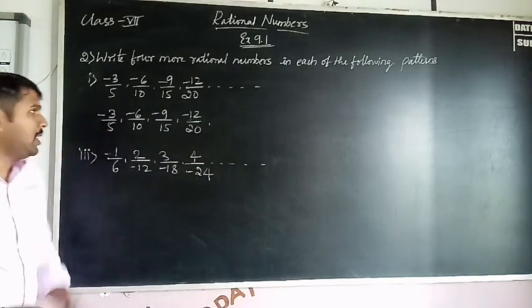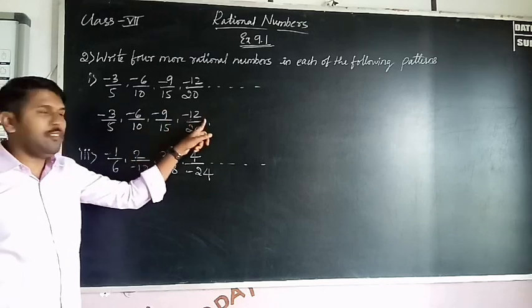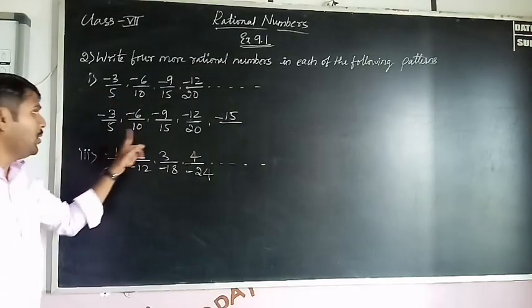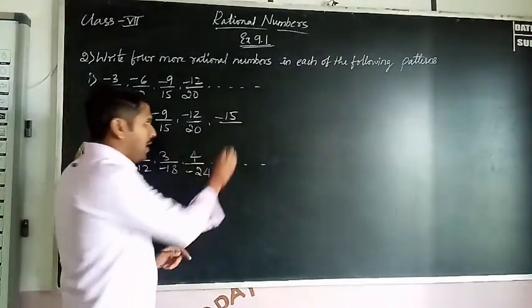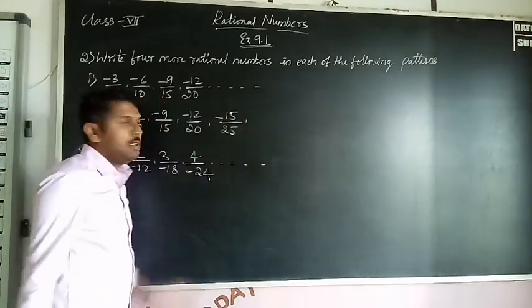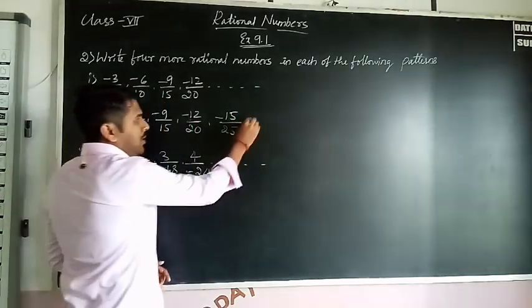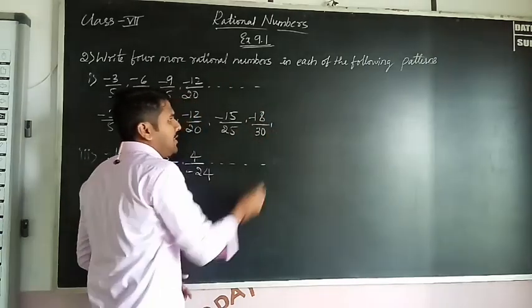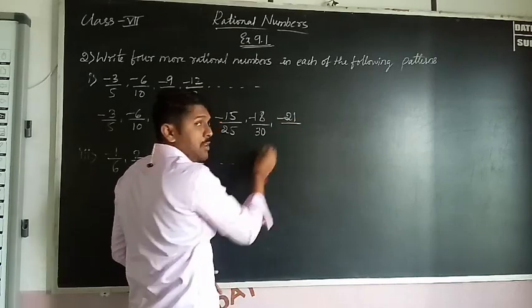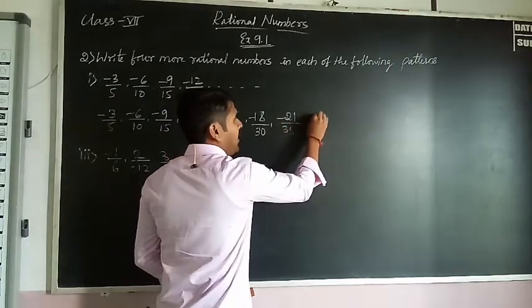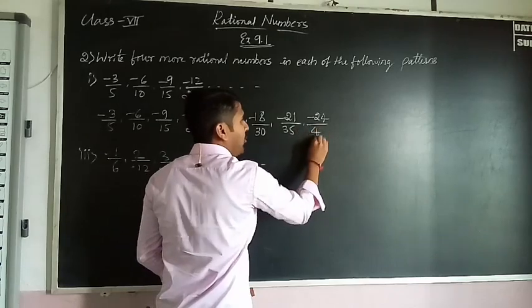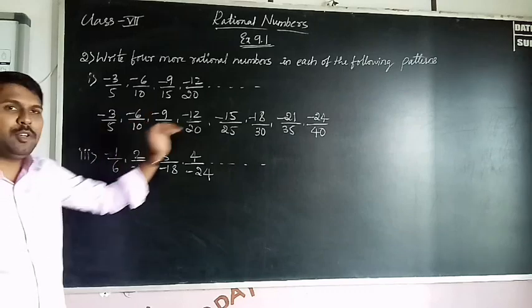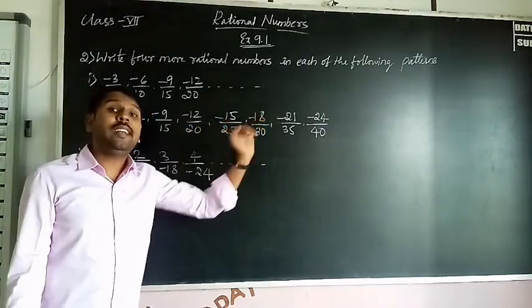So here minus is common. 3 1s are, 3 2s are, 3 3s are, 3 4s are, next 3 5s are 15. 5 1s are, 5 2s are, 5 3s are, 5 4s are, 5 5s are. Like that, write down the 3 table and 5 table. 3 6s are 18, 5 6s are 30. Next 3 7s are 21, 5 7s are 35, 3 8s are 24, 5 8s are 40. So these are the next 4 rational numbers. Just multiply the same number to both numerator and denominator. You get equivalent rational numbers.